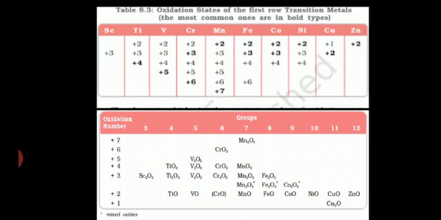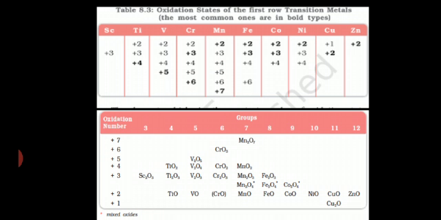So the most common oxidation state of elements belonging to the first transition series, except scandium, is +2, which arises from the loss of two 4s electrons. You can see it on the screen. The elements belong to the first transition series except scandium, which has +3.